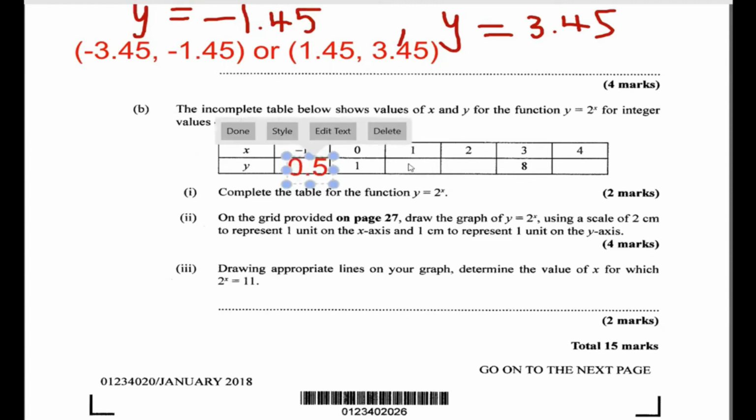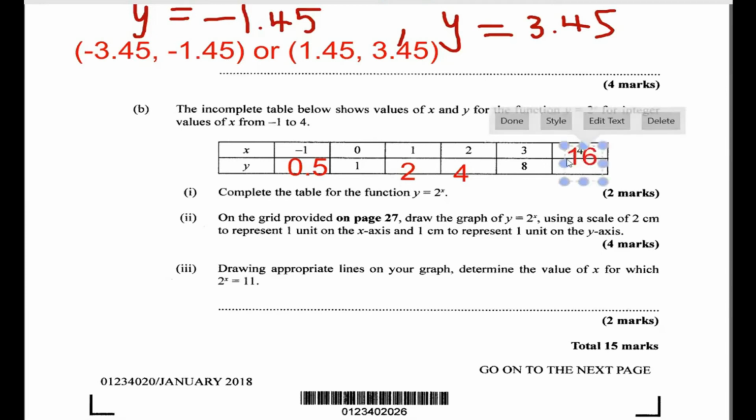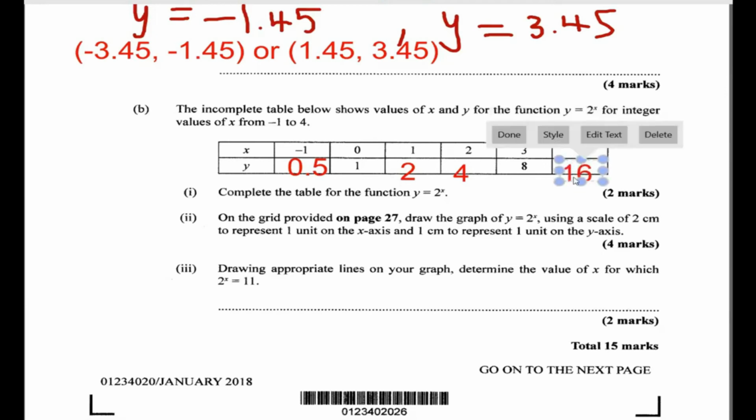So you're getting 0.5. And then when x is 1, y is going to be 2. No issues there. When x is 2, y is 4, because 2 to the second power is 4. And then when x is 4, 2 to the 4th power is 16. So that is y. So that's the table completed.